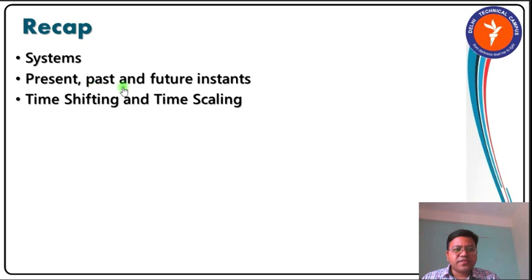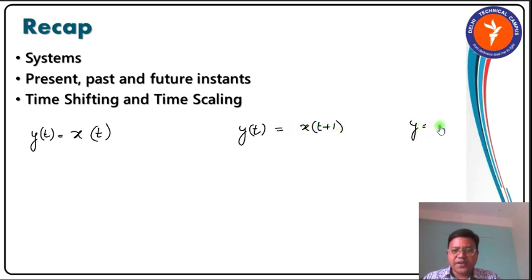After the discussion on the instants, we discussed the time shifting and time scaling property effect on the classification of systems. Say we have this system y(t) equal to x(t), and we have another system y(t) equal to x(t+1), and we have another system y(t) equal to x(t-1). Now we have these three systems.